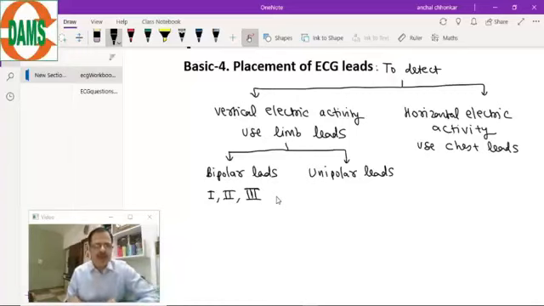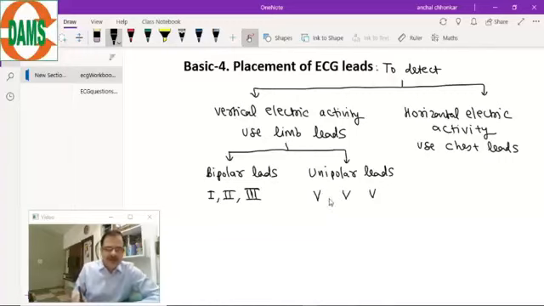While the unipolar leads are represented by the letter V. So unipolar leads are 3 V, V and V. We'll make a diagram of these leads, how these lead systems are made. Just here we write the names of these leads.